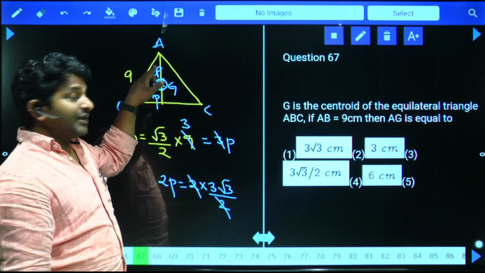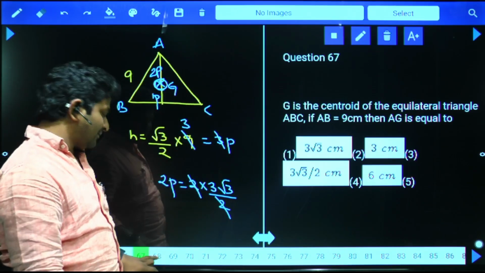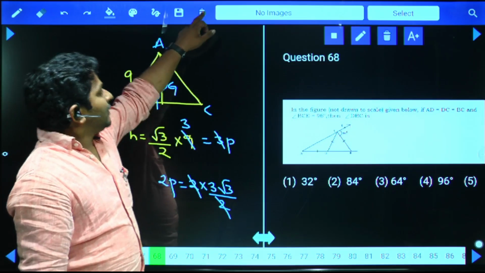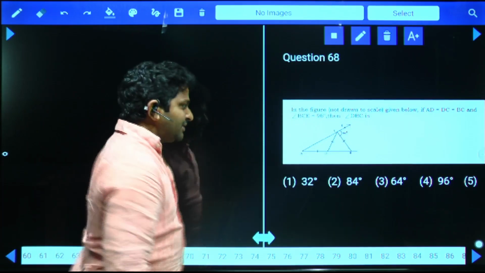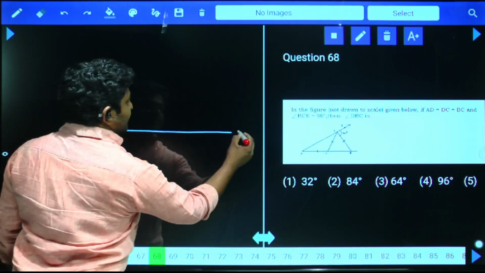Centroid divides height in the ratio 2:1. That is the main point here that we have to use. Now probably this may not be visible for you. I'll rewrite it.